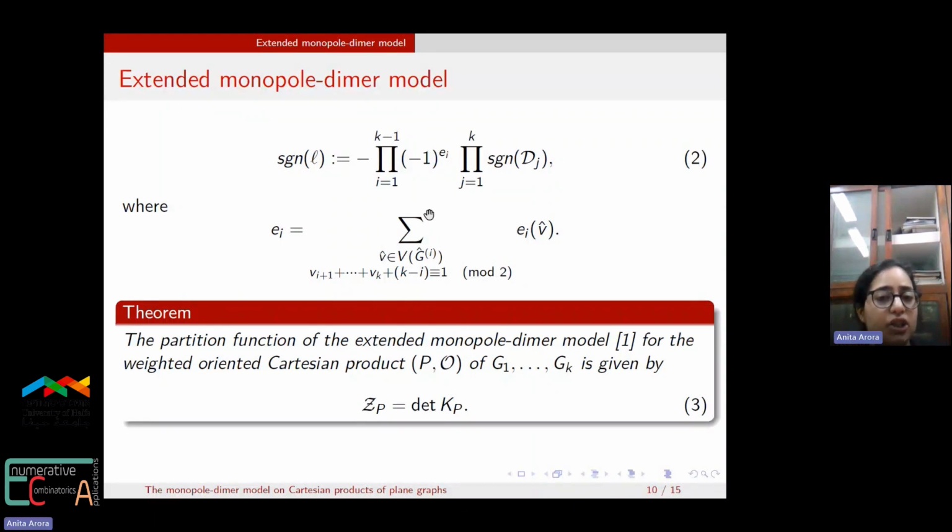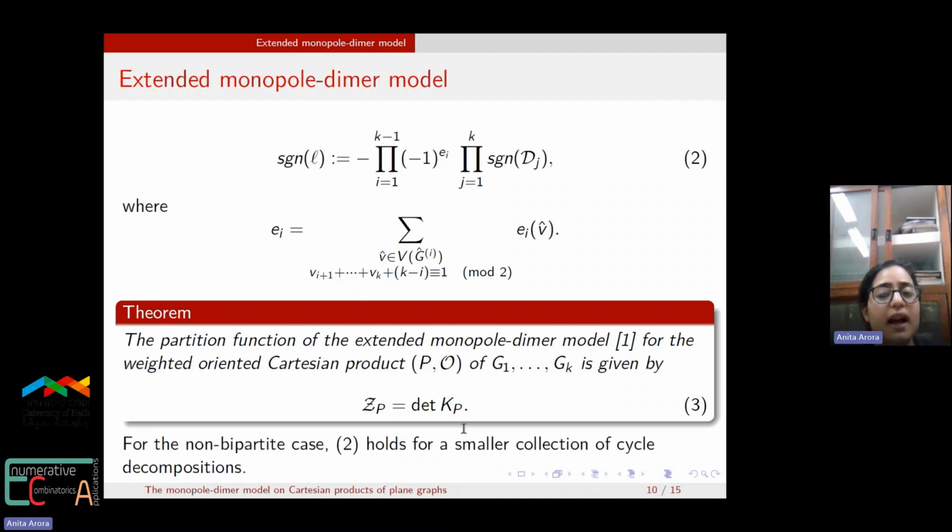So it's an orientation independent interpretation, and in this case also the partition function comes out to be the determinant of a matrix, which is again the sum of a diagonal matrix and an anti-symmetric matrix. I have explained it for the bipartite case, but we have also extended this interpretation for the non-bipartite case, in which we have to restrict this collection of cycle decompositions to a particular collection of cycle decompositions.